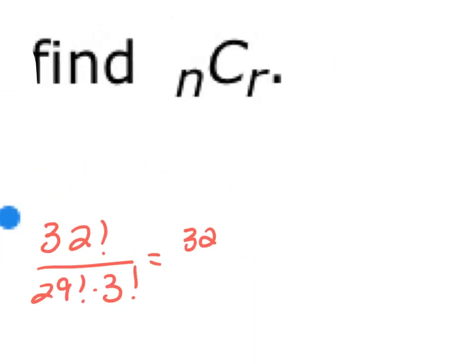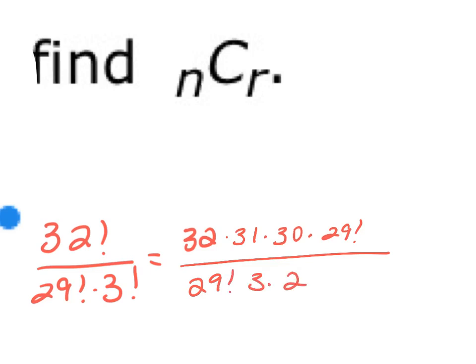So I have 32 times 31 times 30 times 29. I'm going to stop there because I have one on the bottom, and then 3 times 2. Cancel my 29s. I'm going to say 3 goes into 30 10 times, and 2 goes into 32 16 times.